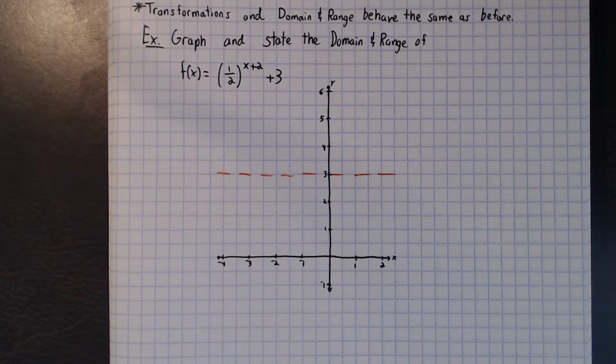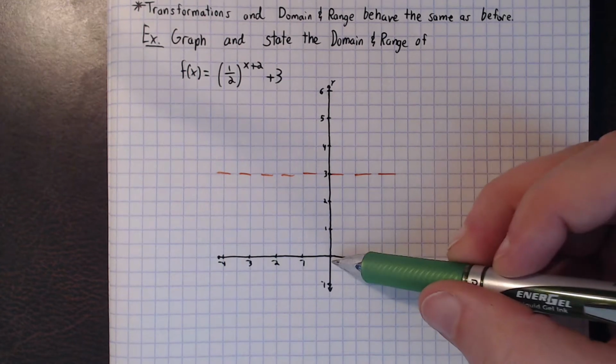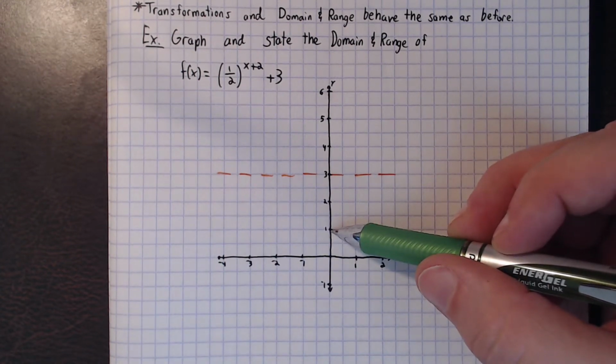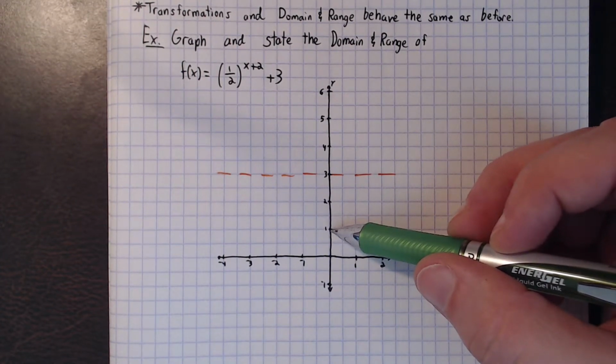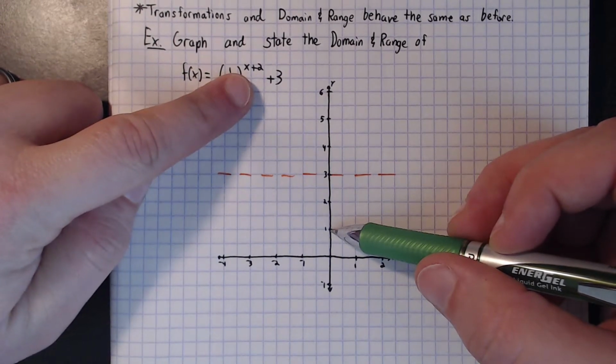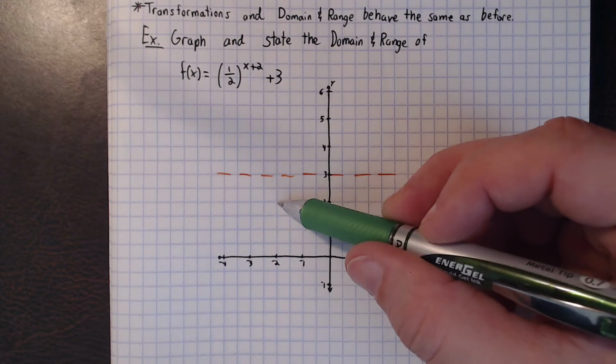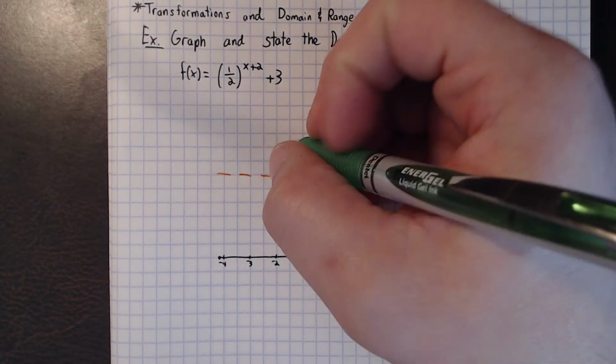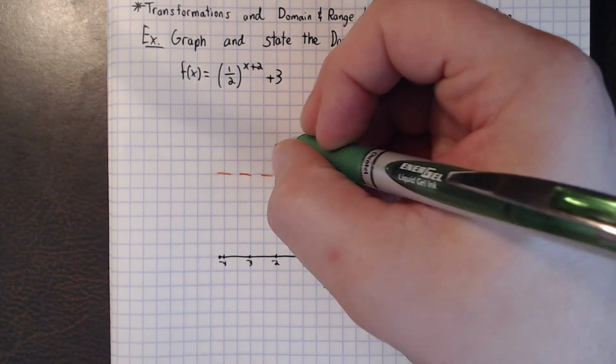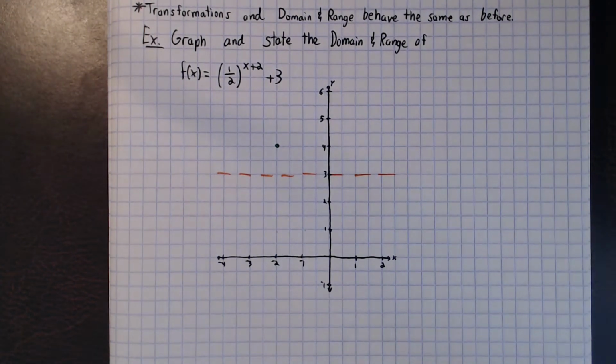Then I'm going to do my first critical point, which would be 0, 1. Then I'm going to follow my couple of things, right? It says go back 2 and then up 3. So I'm going to shift back 2 and then up 3 for my first transformation. That puts me right here at -2, 4.